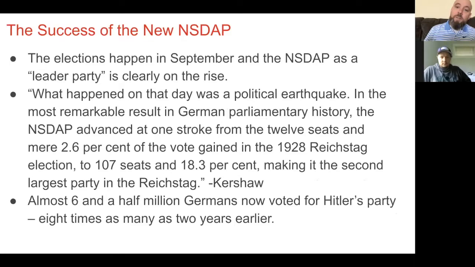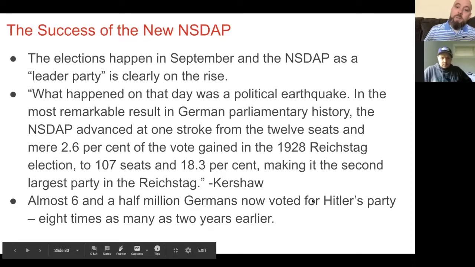The NSDAP advanced at one stroke from 12 seats, 2.6% of the vote gained in the 1928 election, to 107 seats, 18.3%, making it the second largest party in the Reichstag. Almost 6.5 million Germans voted for Hitler's party, which was 8 times as many people as voted just 2 years earlier.